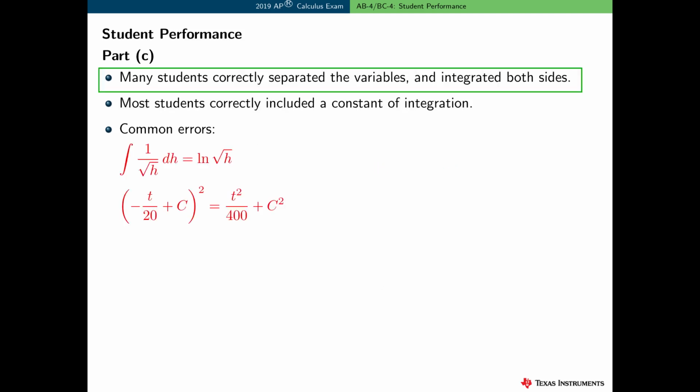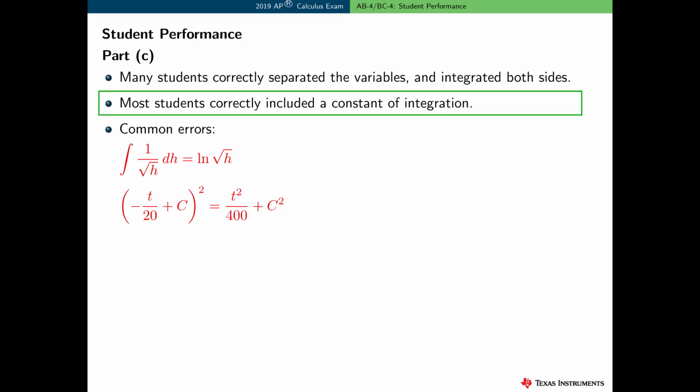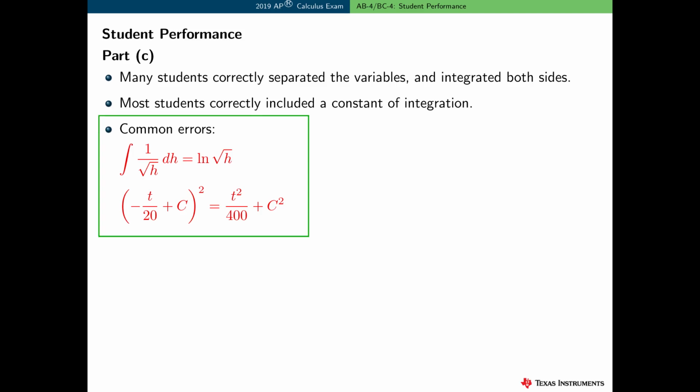In Part C, many students were indeed able to separate the variables and correctly integrate both sides. And most students included a constant of integration at the correct point in the solution process. However, here are two common errors in solving this problem. The first is sort of a universal logarithmic anti-differentiation, which doesn't work. And the second is often called the freshman's dream for squaring a binomial.